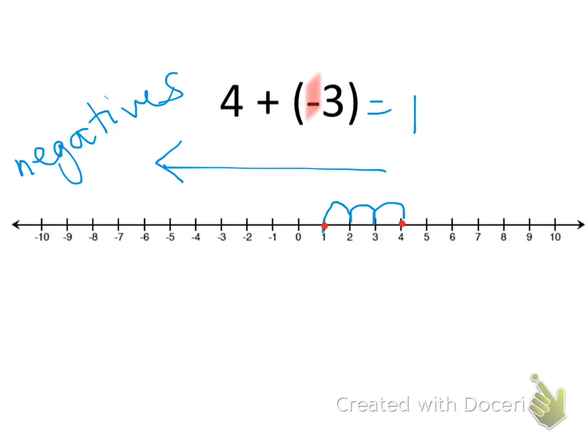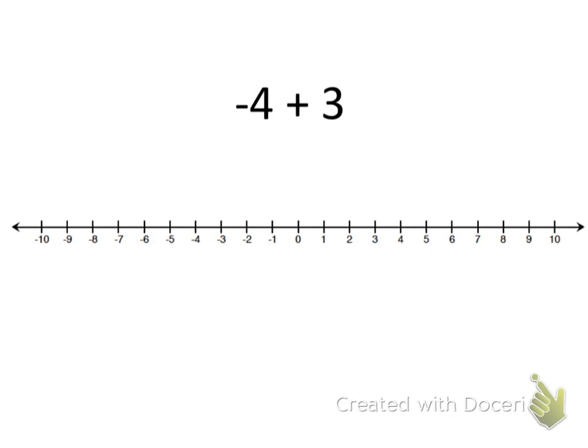Okay, let's do some more examples. Now we have -4 plus 3. Notice that there are no parentheses around this -4. We don't need parentheses there because there's no sign in front of it. You could put them around it if you wanted to, but you don't have to.